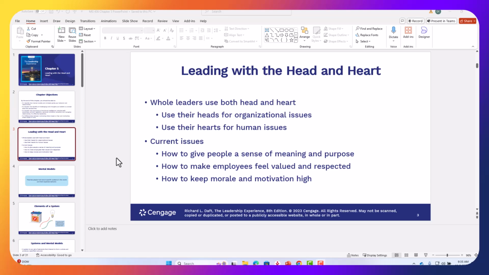Current issues: how to give people a sense of meaning and purpose, how to make employees feel valued and respected, how to keep morale and motivation high. That's by using the heart. That's not by using the head.